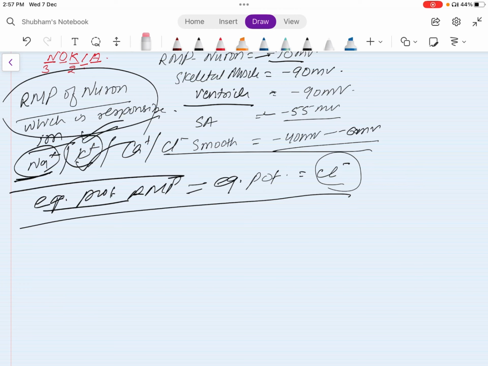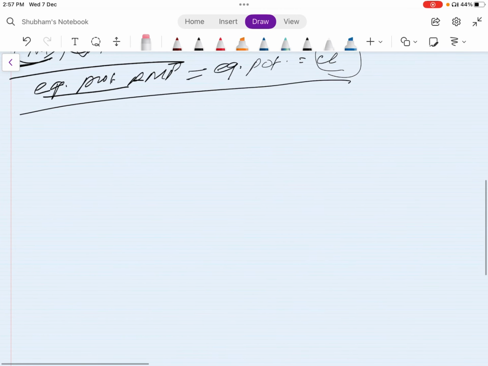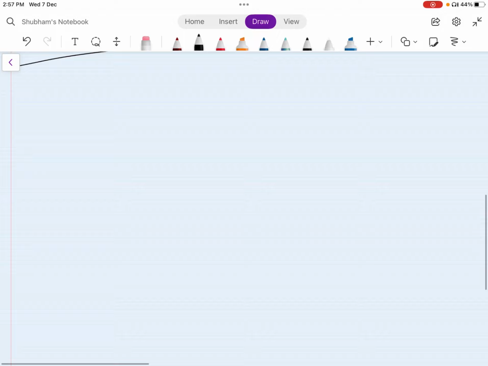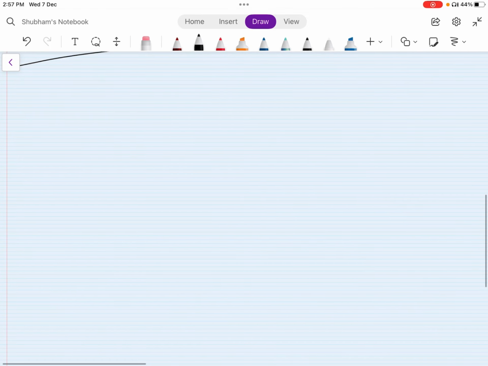Right? So now we have understood this concept. Let's now understand what action potential is and how it actually works. So let's draw a little graph here.